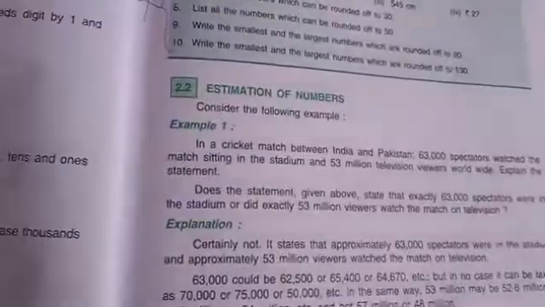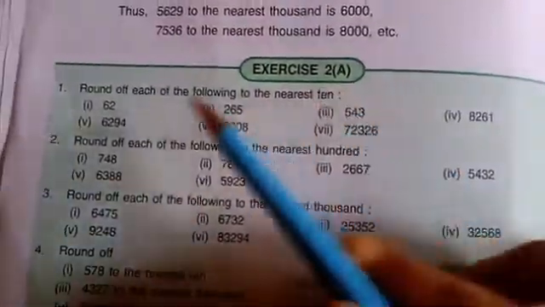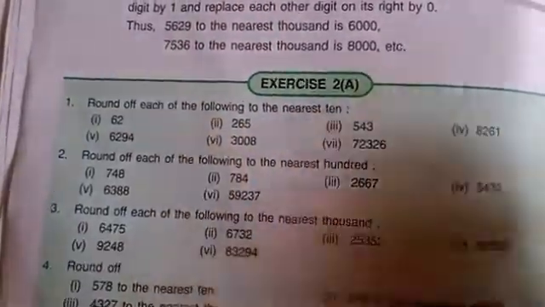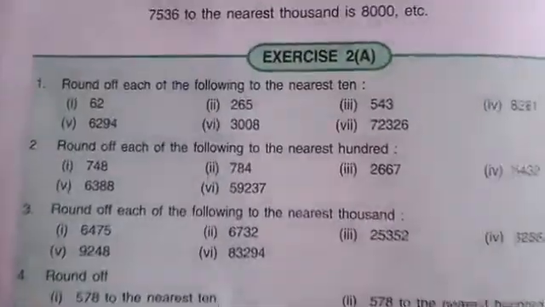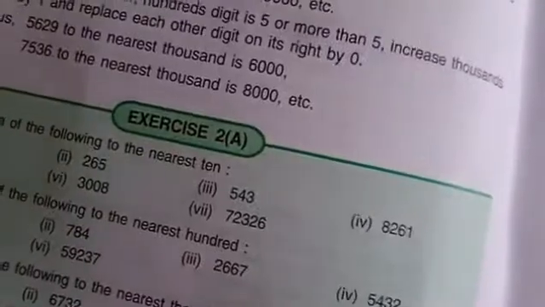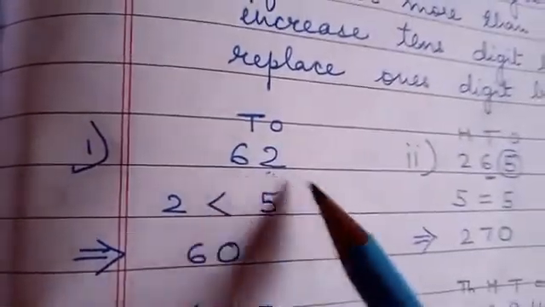Directly I am going to start the exercise. So exercise 2a, round off each of the following to the nearest 10. Okay. So now what is this, round off to the nearest 10? That we are going to see. So my question is round off 62 to nearest 10.